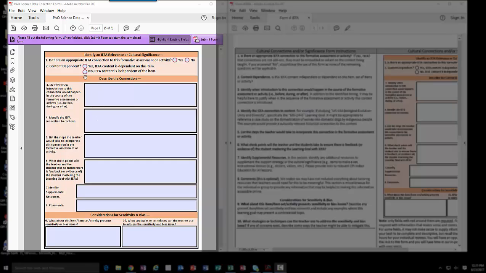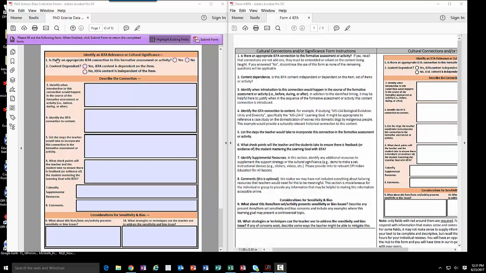So the first thing I think that's really important is, is there an appropriate IFA connection to this activity or not? If not, there's no reason to fill anything else out because, again, for IFA, we don't want this to be an add-on. It really needs to be embedded or reliant on the content being taught. So if you answered no, discontinue use of the rest of the form. However, if you answered yes, then let's move through the form.